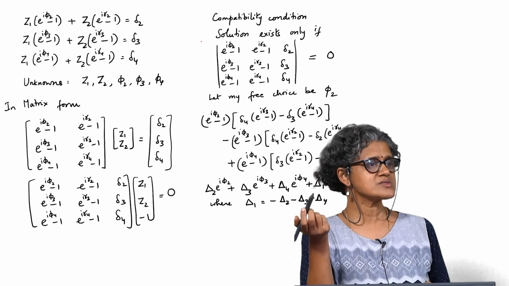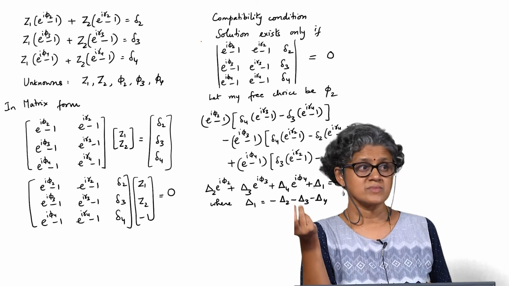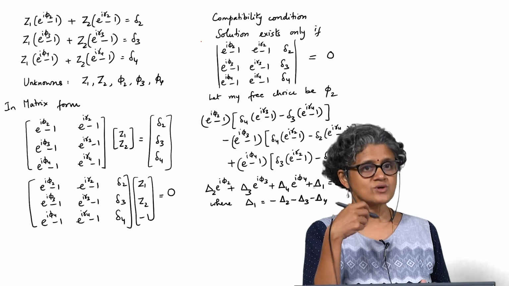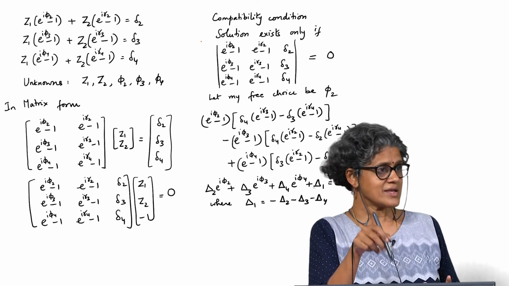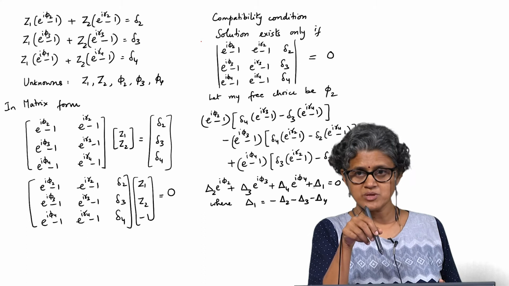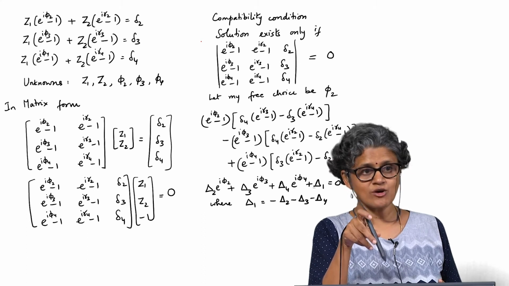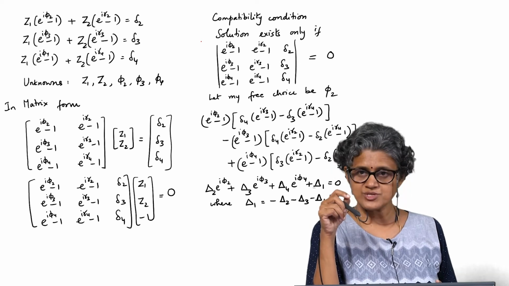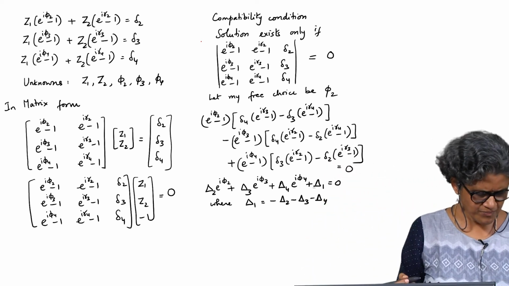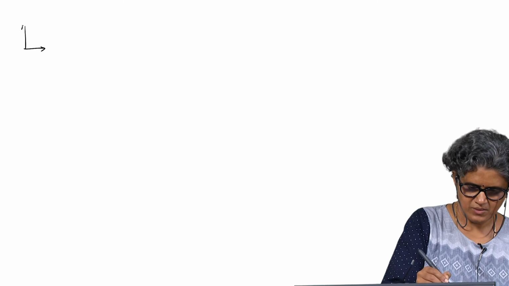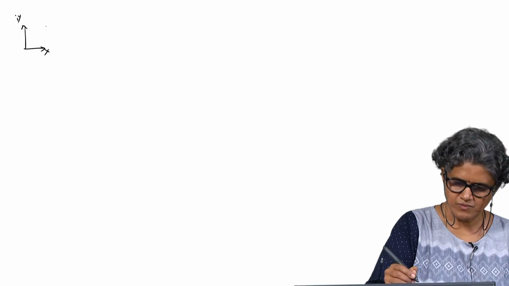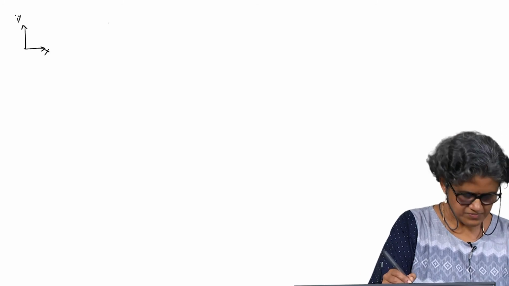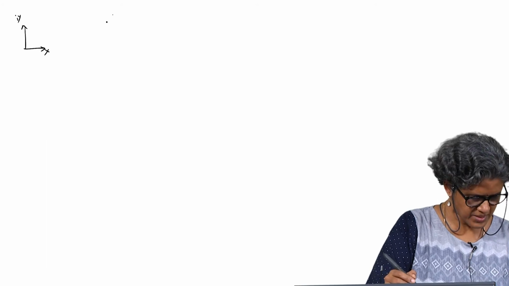Phi 2, how many choices do I have? I have an infinity of choices. So, technically I can solve the 4 position problem. I do have an infinity of choices, so I should have an infinity of solutions. So, I will just show you. So, this is my coordinate system. I have this point P.